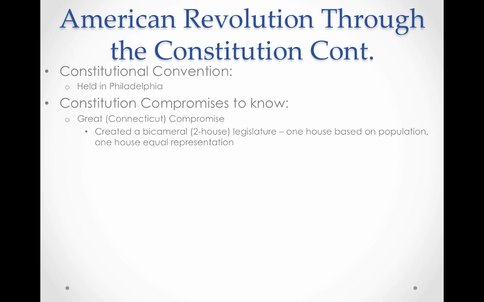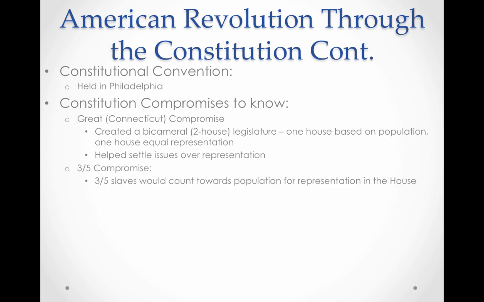This is going to be Congress. One house is based on population, that's the House of Representatives. The other one is based on equal representation, that is the Senate. And now the number one issue this settled was representation, or how each state would have representation in Congress. So one issue that is going to follow us throughout much of the course as we study is the issue of slavery. And the founders had to deal with this right away. And what came up was the 3/5 compromise.